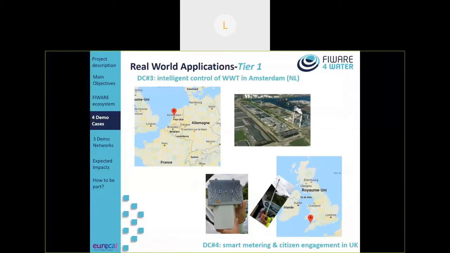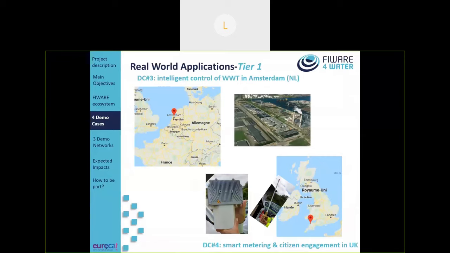The third demo case deals with the intelligent control of one of the main wastewater treatment plants in Amsterdam in order to optimize its operations by reducing contaminant emissions and also reducing the energy demand, and finally increasing the capacity of the current treatment plant. All of these tasks will be done through the analysis of historical and real-time data via upcoming technologies such as, for example, artificial intelligence, which will finally result in smart tools supported by robust and intelligent algorithms in order to reduce the emissions, the energy demand, and finally, of course, to improve the overall treatment efficiency.